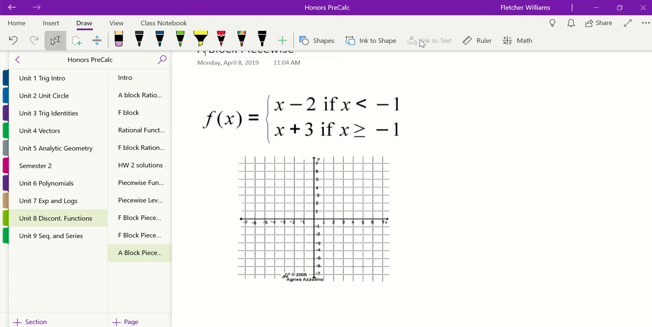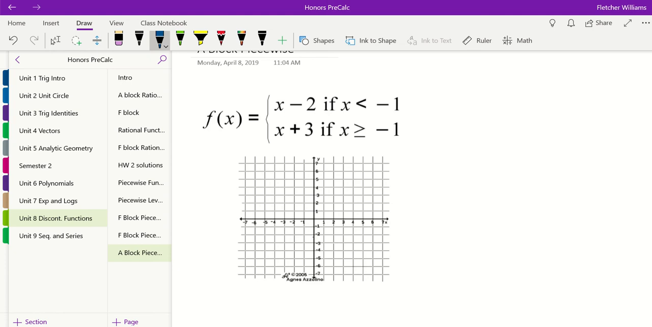So simple stuff. We have function f of x broken into two pieces. One piece is the line y equals x minus 2, and one is the line y equals x plus 3. The first one would just be a line of slope 1 with a y-intercept of -2, so if you drew that all by itself, it would look like this.